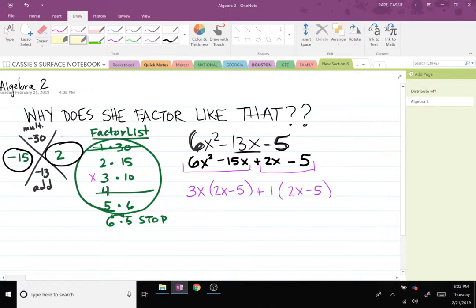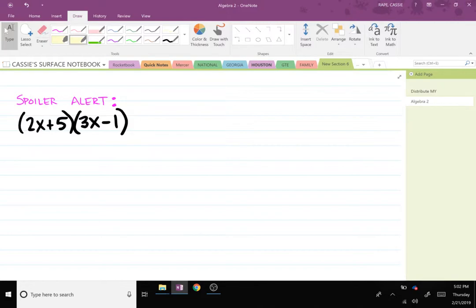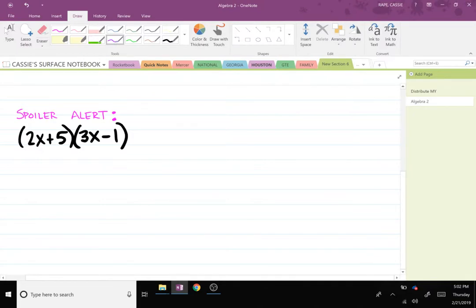Okay, I'm going to leave this for just a second, and I want to go down here and do a spoiler alert. The answer is going to involve 2x minus 5, but I want to track what happens. Keep in mind that when you're multiplying out, and some teachers may call this FOIL, all that is multiplying this binomial times each term. So you multiply the entire binomial 2x plus 5 to each term of 3x minus 1. So you're going to do 3x times the binomial 2x plus 5.